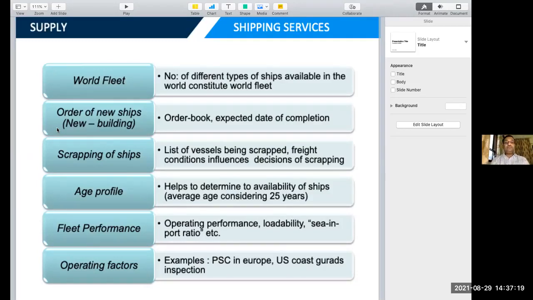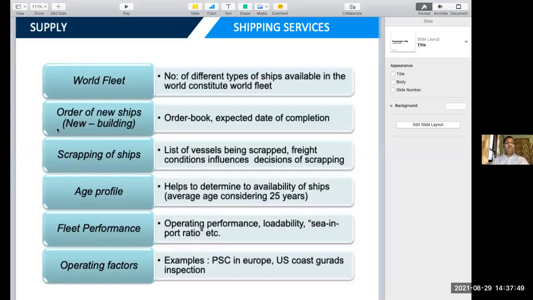Now, if you see, there are big yards in these countries. In South Korea, if you go, you have so many big yards. You have Daewoo, Hyundai, then you have Mitsubishi in Japan, then you have STX. There are big, big shipyards. These shipyards, if you go into their website, you will see an order book. Order book basically means what ships have been booked with them.